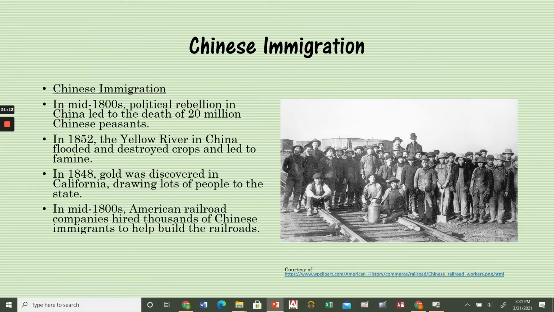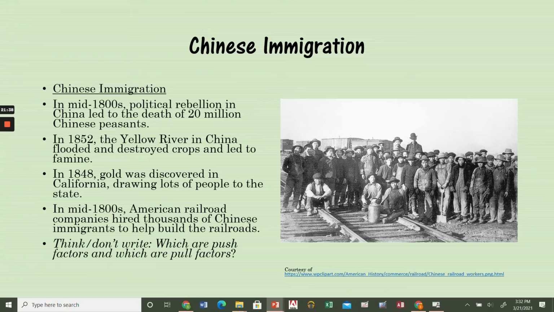Next, in the mid-1800s, American railroad companies hired thousands of Chinese immigrants to help build the railroads, which is why I have taken this picture. Now, granted, this picture was not taken in the mid-1800s. It was probably taken later in the century, but starting in the mid-19th century, railroad companies hired many Chinese immigrants to help them build the railroads.